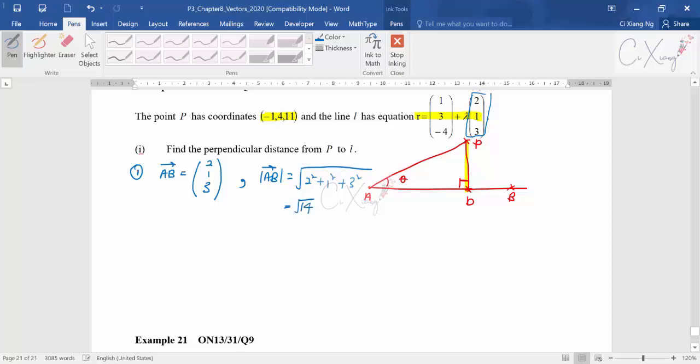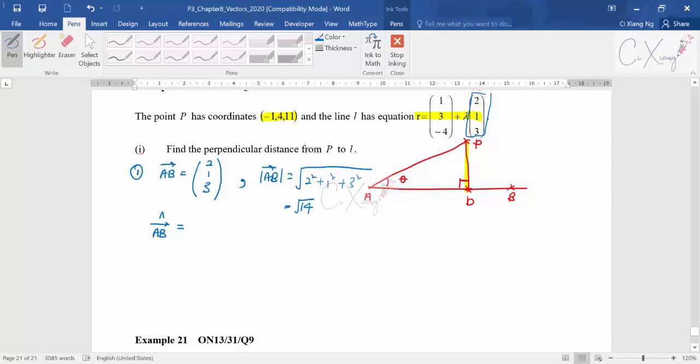So that's my step number 1. Oh, I need to find out the unit vector first, right? So the unit vector for AB, you need to take the vector divided by square root 14. All right, so eventually what do you have here? You should have 2 over square root 14, 1 over square root 14, and then 3 over square root 14.